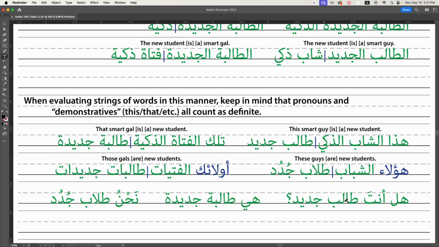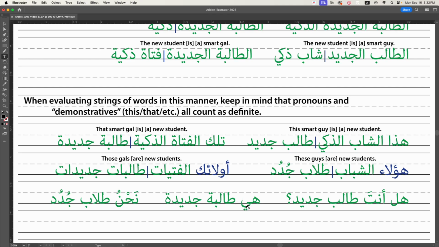There's no "are" here. Hiya can mean she, it can mean it, it can mean non-human they, but since we have taliba here, we know it means she. So hiya, because it's a damir or pronoun, is mu'arraf or definite. And then these two words are ghayr mu'arraf or indefinite. So our line would go here, and we would say she, what about her? Is, no "is", a new student, no "a" either.